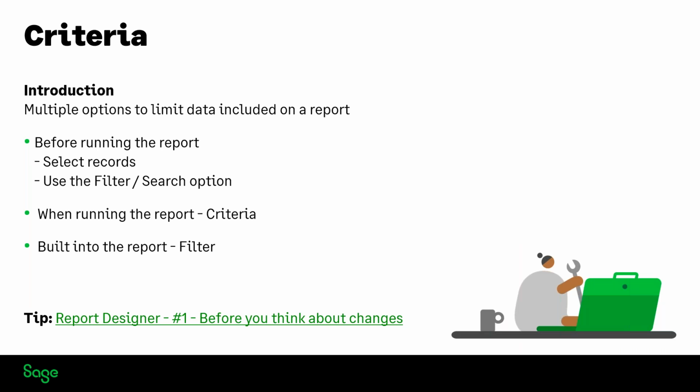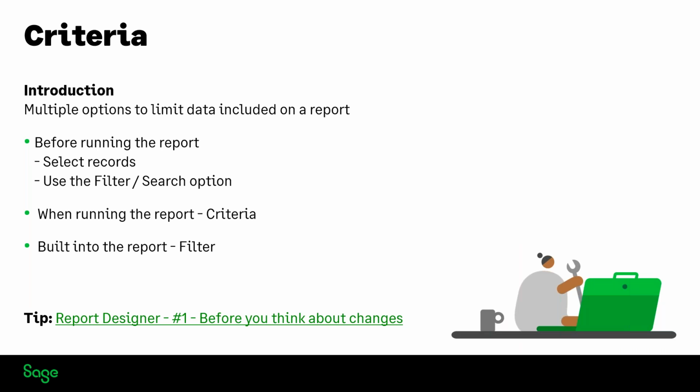And when you're in that position, there's a few options available for you to help control the information that is included on the report. So before running the report, this is something that we covered in session 1. Seems a long time ago now we covered session 1 in this series. You can apply a filter, or simply select the required records from the list.